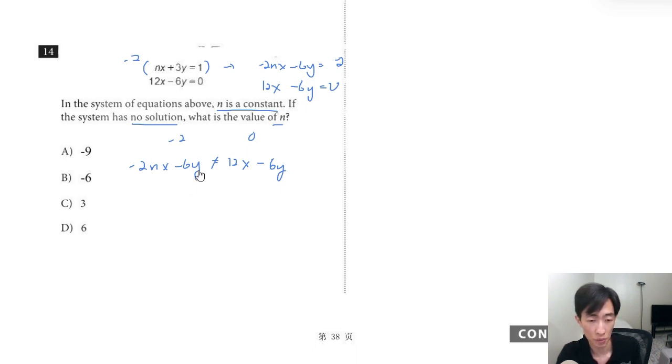So let me show you. Add 6y to both sides, and that eliminates that. So we get negative 2nx equals 12x. Divide both sides by x, and we get negative 2n equals 12. Divide both sides by negative 2, we get negative 6. And so that's actually going to be the answer.